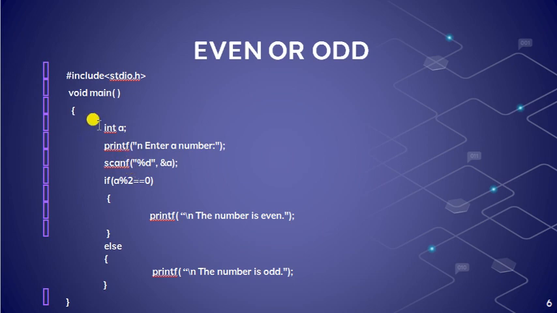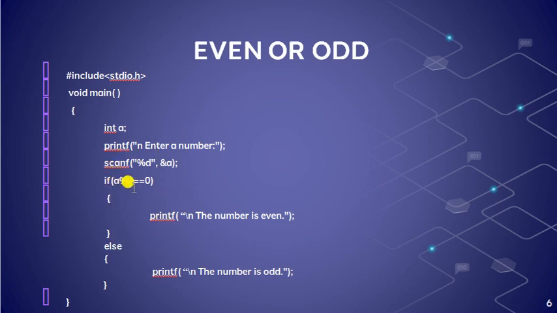Here you can see, first we declare int a, then it reads the a value like scanf("%d", &a), and then it checks if a % 2 equal to 0. It checks whether the remainder when dividing a by 2 is 0. If it is 0, then it will print the number is even, otherwise printf the number is odd. That is the difference between if and if-else.